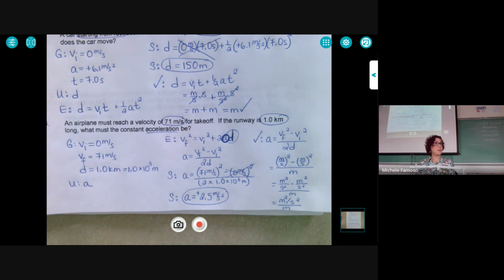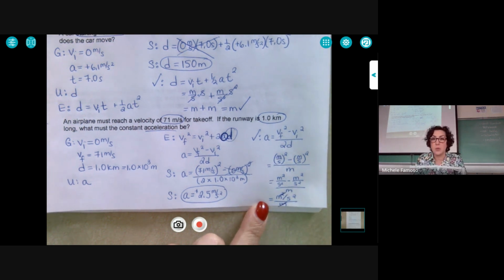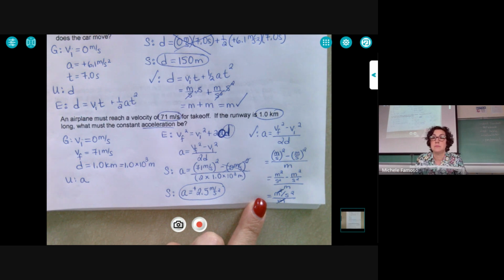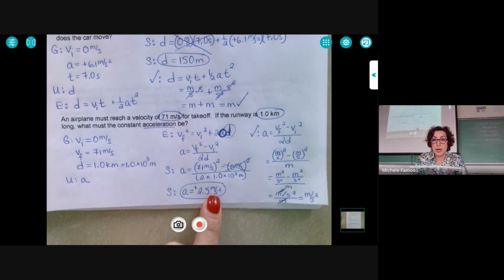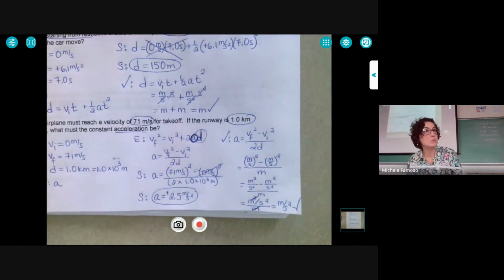Remember, you got to show me the steps. What happens now? Yep, so that square cancels with that meter. And what am I left with? 1 meter over seconds squared. And is that what I wanted? That's what I had there. So it checks. Okay, you have to be able to do that yourself, showing me all those steps.